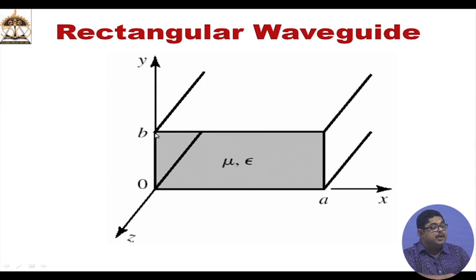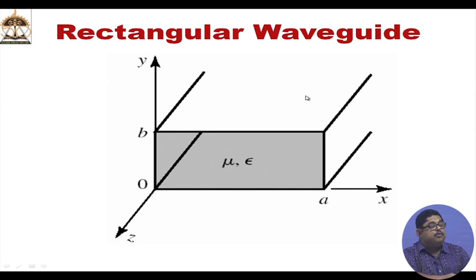So, this is B, the width of the rectangle or lower side of the rectangle, and the higher side is A. We say that this wall is the broad wall and this wall is the narrow wall. So, the broad wall is of length A and the narrow wall is of length B.